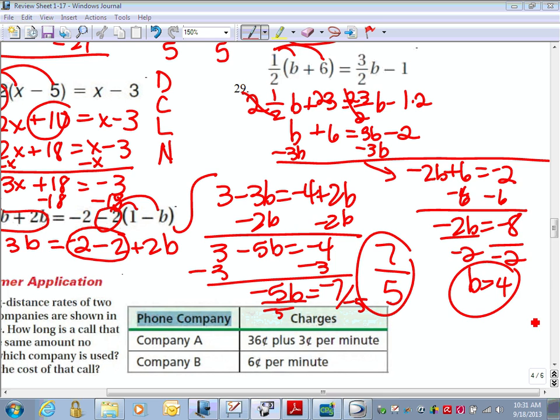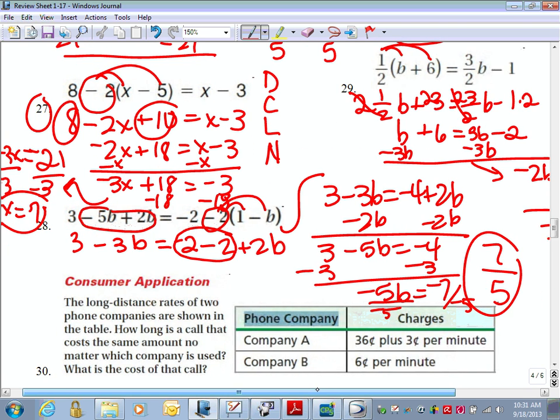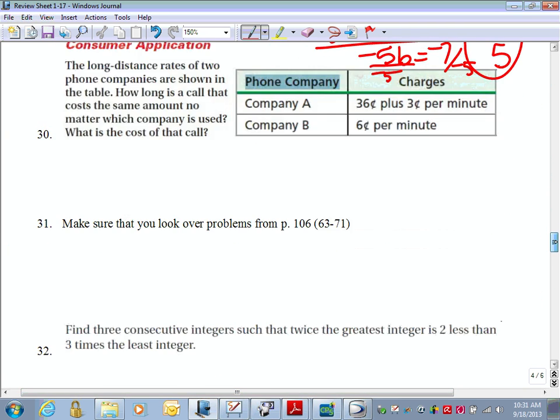All right, now we have 30. I had a lot of questions last period about this, and it's really not hard. Does it scare you?